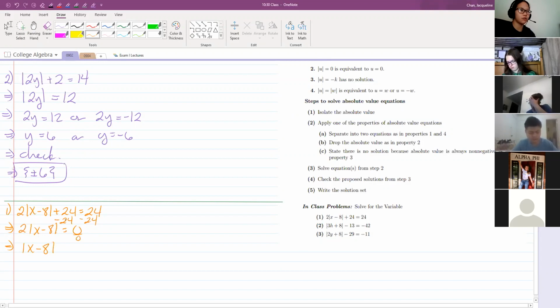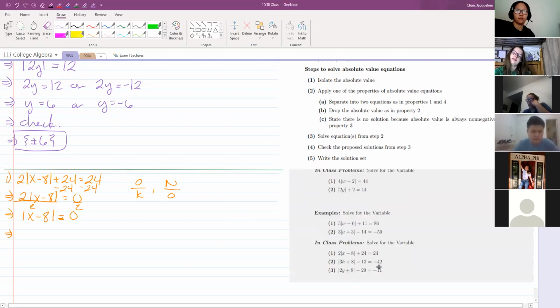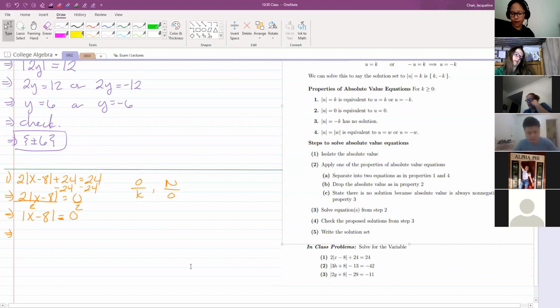When we divide both sides by 2, I get x minus 8. I get 0. Oops. I get 0 divided by 2. What is that? 0. Perfect. Remember that there's a number on the bottom. It's okay. The only time it's bad is when the 0's on the bottom. So I have the absolute value of x minus 8 is equal to 0. What property can I apply to this one? Property 2. If I have an absolute value equal to 0, just apply that.